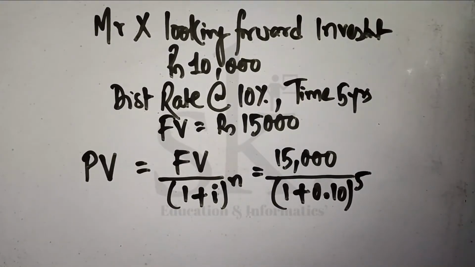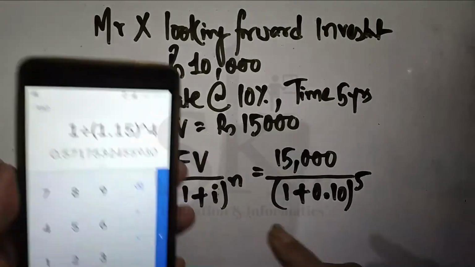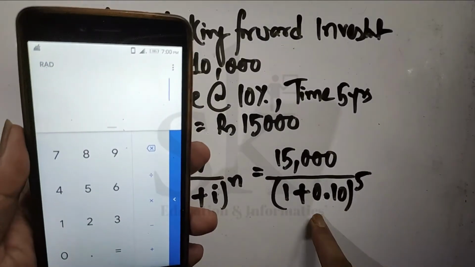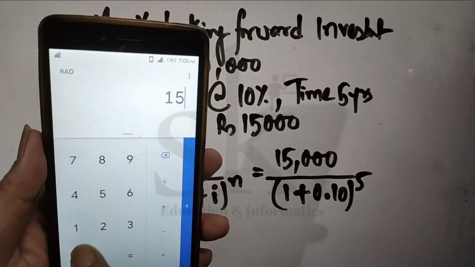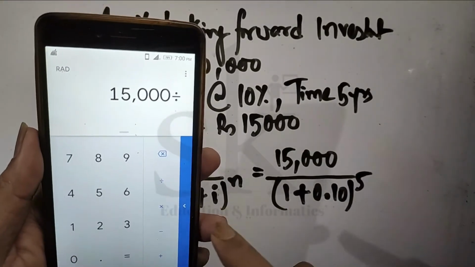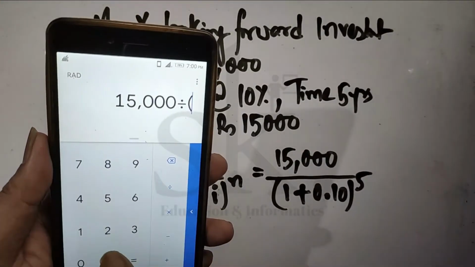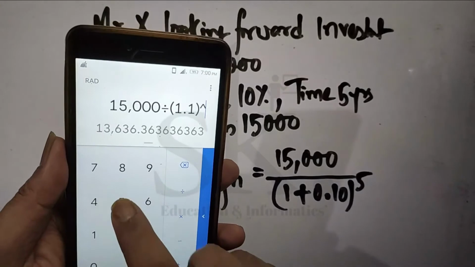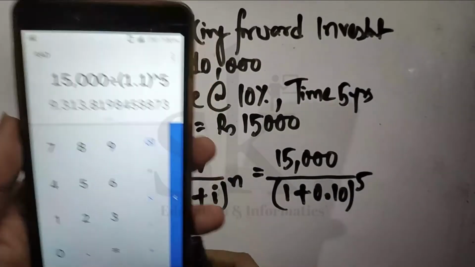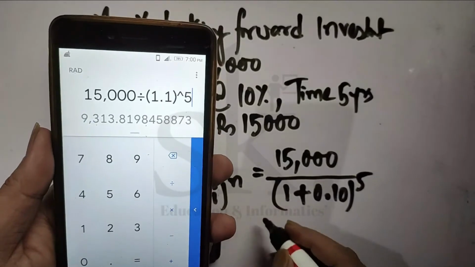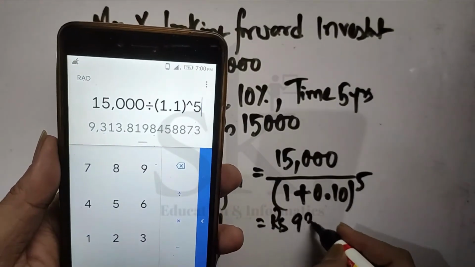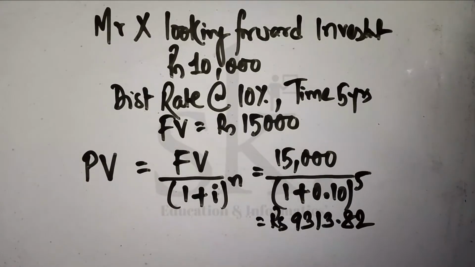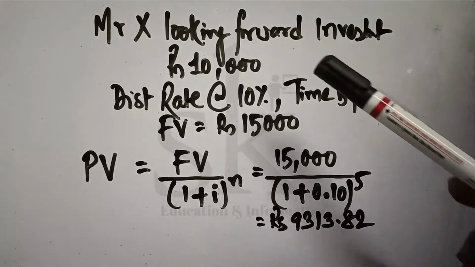So again, we require a calculator to solve this. So it's 15,000 divided by 1.1 to the power 5. So 15,000 divided by, we require a bracket since we have a power, 1.1 bracket to the power 5. The present value is coming to rupees 9313.82. Now what does it mean? See, 10,000 rupees is required to be invested in the 0th year.